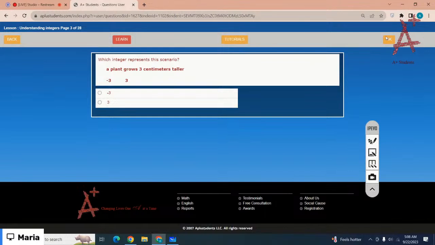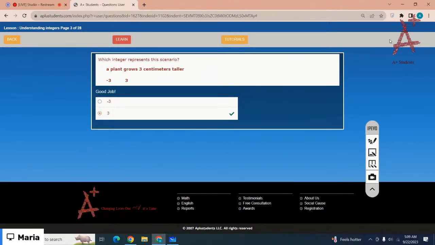Okay, the next one is which integer represents the scenario: a plant grows 3 meter taller? Which is the correct option? The correct option is 3 because that is something that is growing. Yes, that would be a positive number. Very good. So that would be 3.